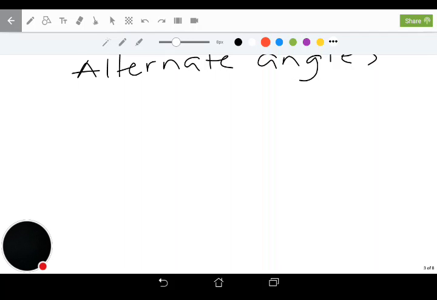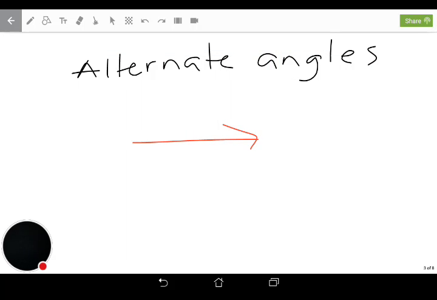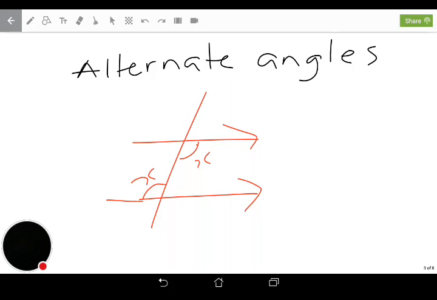With alternate angles, let's just draw an image to have a look at what they'll be like. If we were to put angles on here, the alternate angles would be the angles here and here. So they would both have exactly the same value. I'm just going to call them x for now, but they would both be exactly the same, because the transversal, the line that cuts through both, cuts at the same angle.